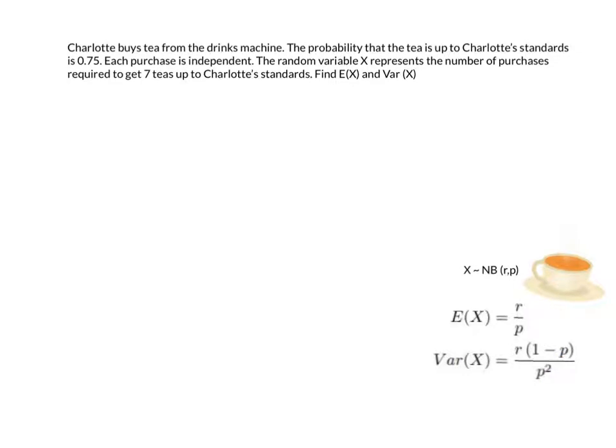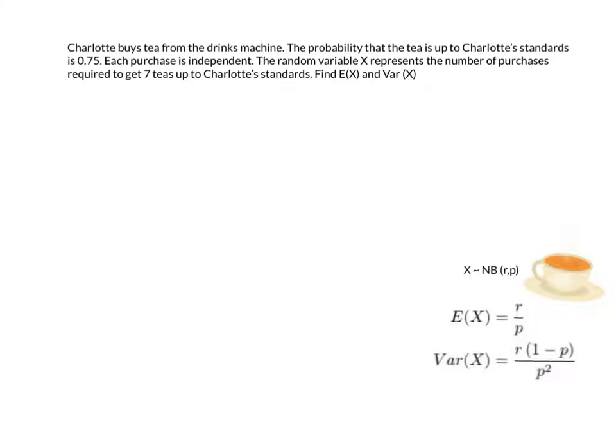Let's have a look at putting this into action. So we've got Charlotte again with her cups of tea. Charlotte buys tea from the drinks machine. Remember, it's a little bit of an unreliable drinks machine. You don't always get a decent cup. The probability that the tea is up to Charlotte's standards is 0.75. Each purchase is independent. The random variable X represents the number of purchases required to get 7 teas up to Charlotte's standards. We're going to find the expected amount and the variance.